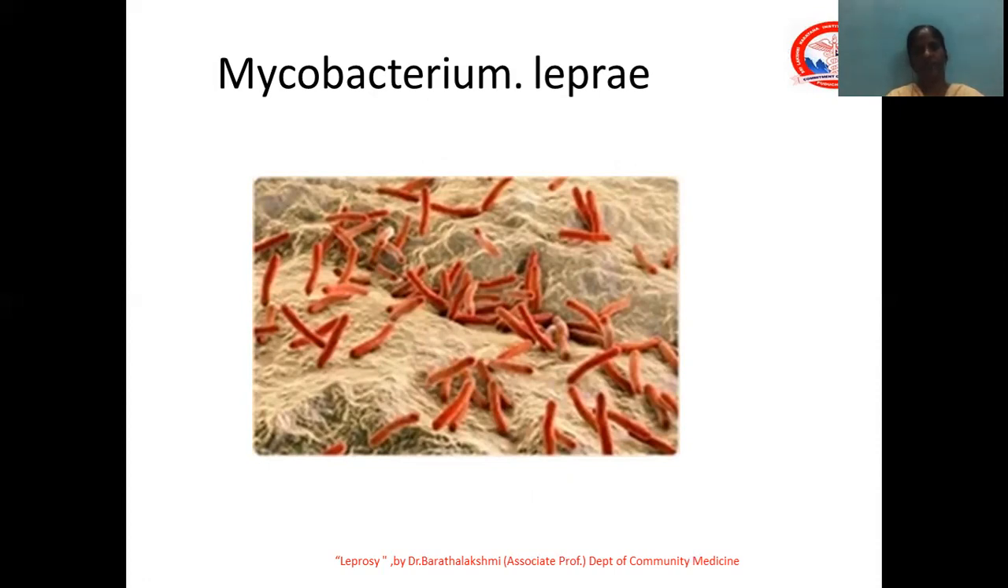Mycobacterium leprae is the bacilli which causes the disease. It is rod-shaped. This bacilli occurs in clusters, arranged in a particular pattern that resembles Chinese letters. This is also one of the markers, a significant point in finding out the lepra bacilli. They tend to occur in clusters, which is called the globi pattern. So Chinese letter pattern, globi pattern, acid-fast bacilli: these are all specific features of Mycobacterium leprae.